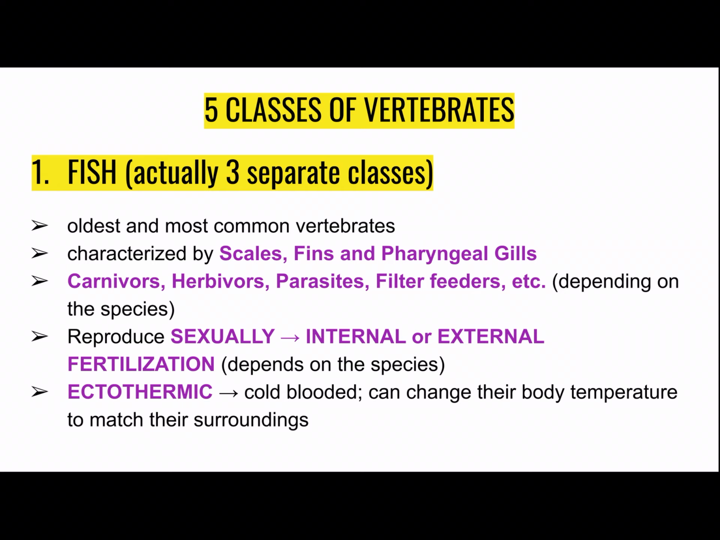Also, fish have complete organ systems. They have the same types of organ systems that we have as mammals, as humans. They have complete digestive systems, nervous systems, respiratory systems, reproductive systems, excretory systems, etc.